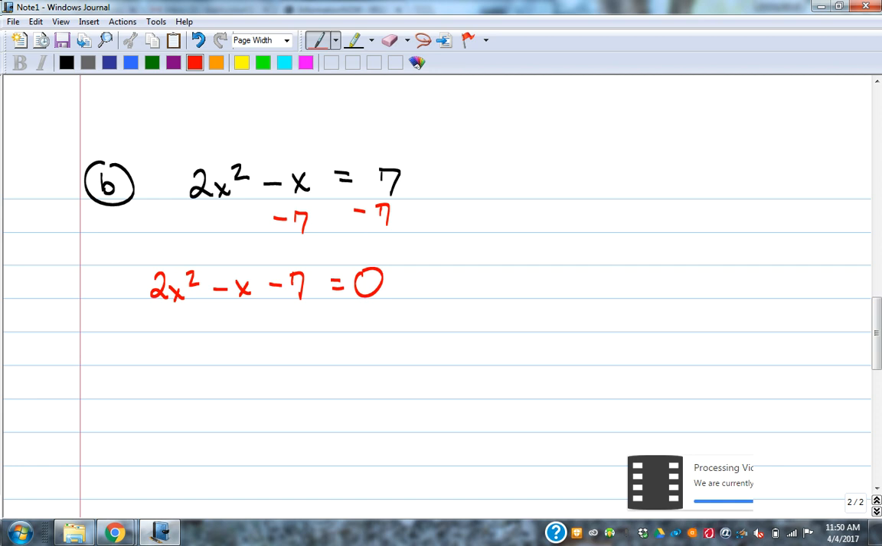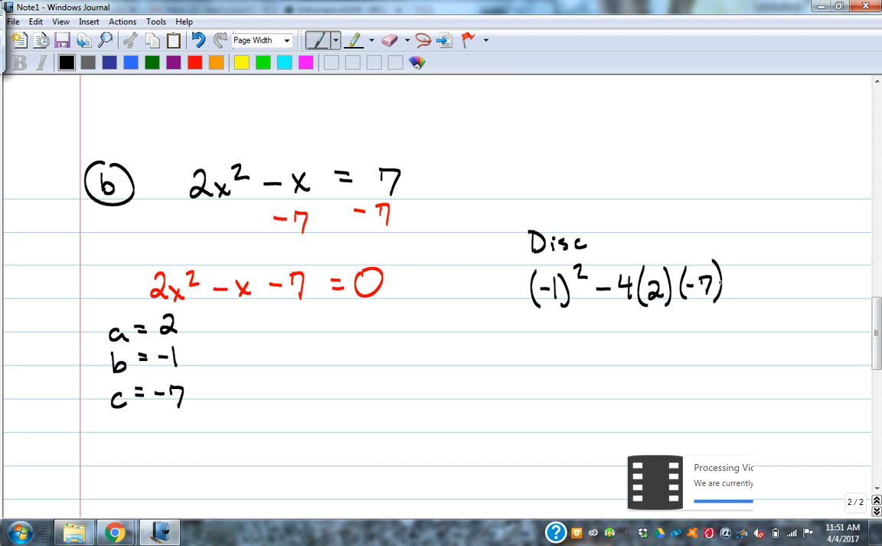Okay. Now we've got it in the right order. It's in descending order, just like what we've done the last several months. What's A, B, and C? 2, -1, -7 for C. Okay. Let's do the discriminant. -1 squared minus 4 times A times C. That'll be 1 plus 56, 57. So the discriminant is 57.